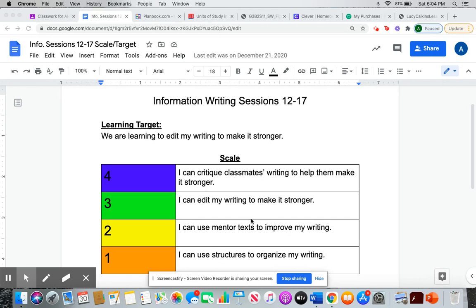Yeah, mentor text is like a published author's text, right? It's something that we can use to help us see how good we want our writing to be, right? What we want our writing to look like, okay?